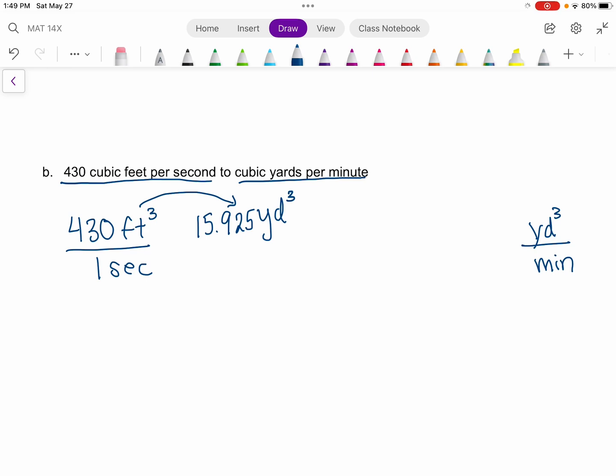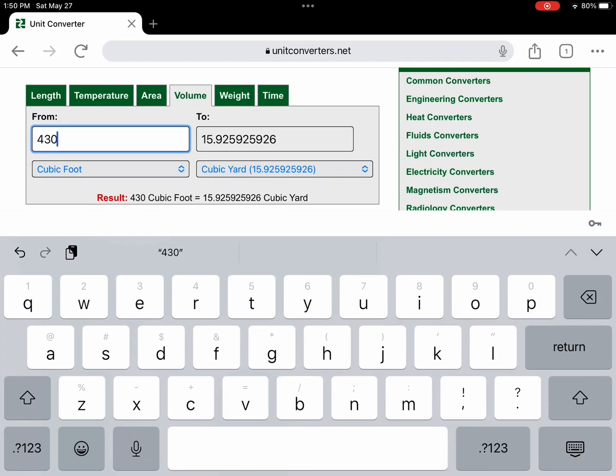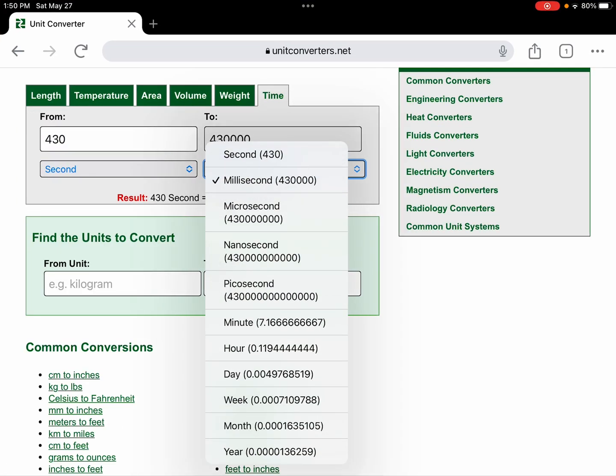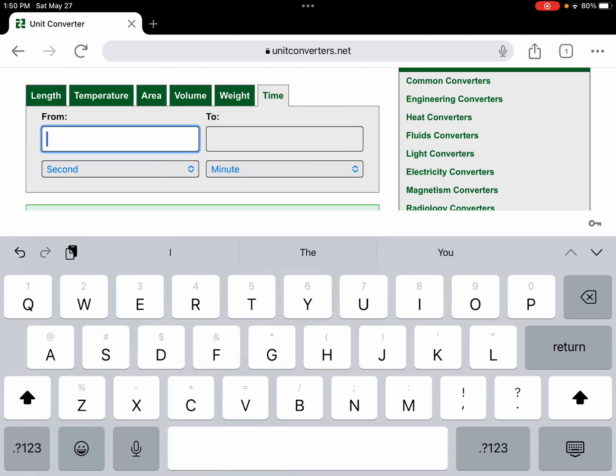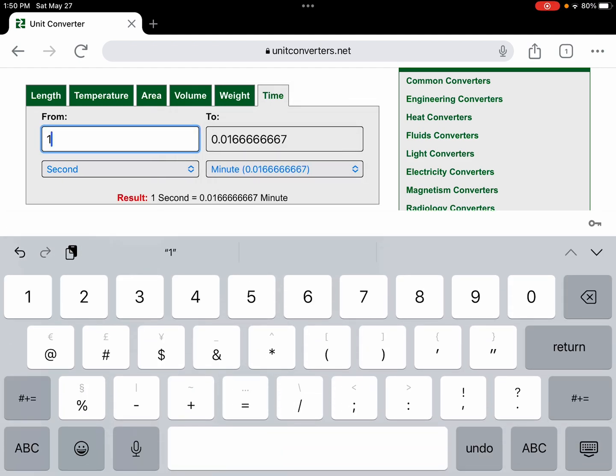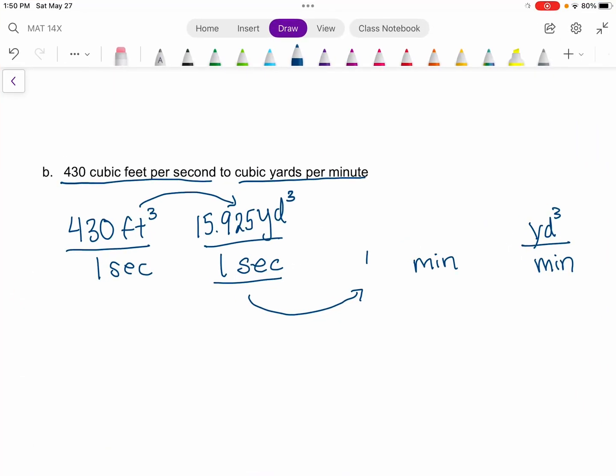Now, I want to take that 1 second and turn that, and so technically, we're still per second. But I don't want per second, I need per minute. So the next step would be, okay, let's take that second, and we want to turn those seconds into minutes. And so again, I could go back to my unit converter calculator, go time. I'm going to turn seconds into minutes. And so 1 second is about 0.16666. And you're like, what is that? Well, it's the fraction 1/60th. So I'm going to actually put down the fraction. So we have 1/60th of a minute.